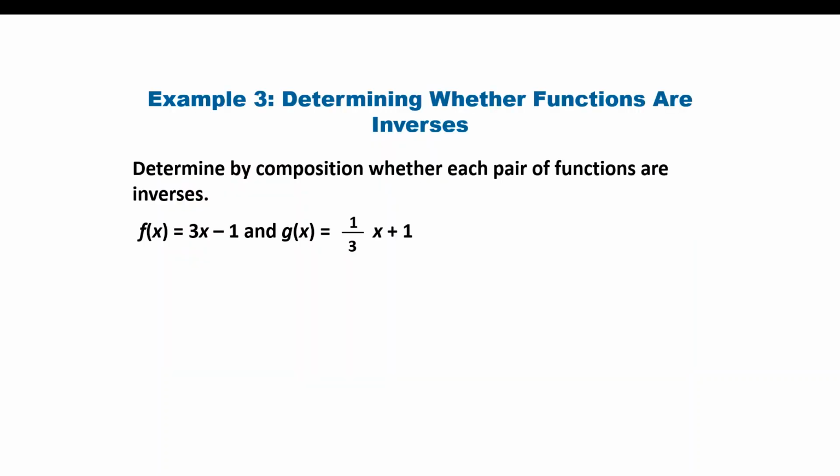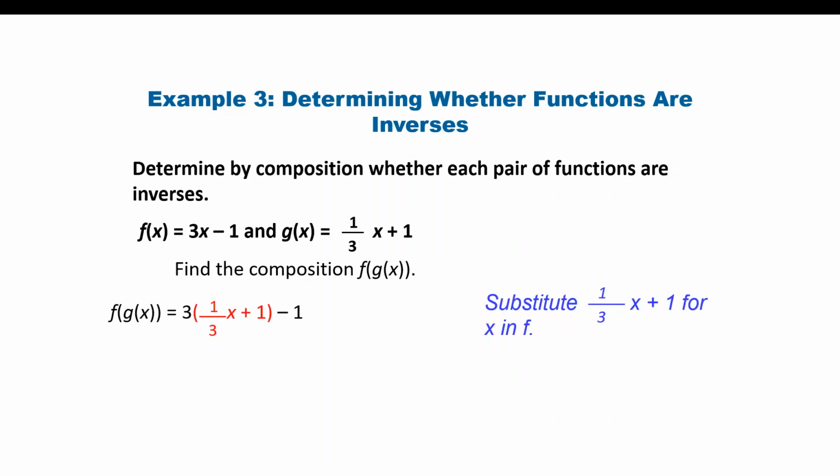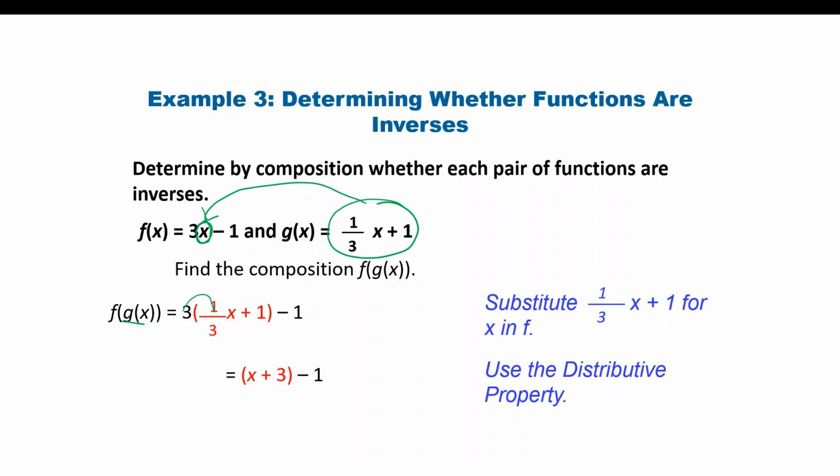All right, so let's do an example now. It says determine by composition whether each pair of functions are inverses. So the first thing we want to do is find the composition f of g of x. So what that tells me to do is take what's in f, and find g of x. Everywhere there's an x in my f of x, I'm going to put this whole piece into here. Now I'm going to distribute this 3, so that's going to leave me with just x plus 3 and then the minus 1.